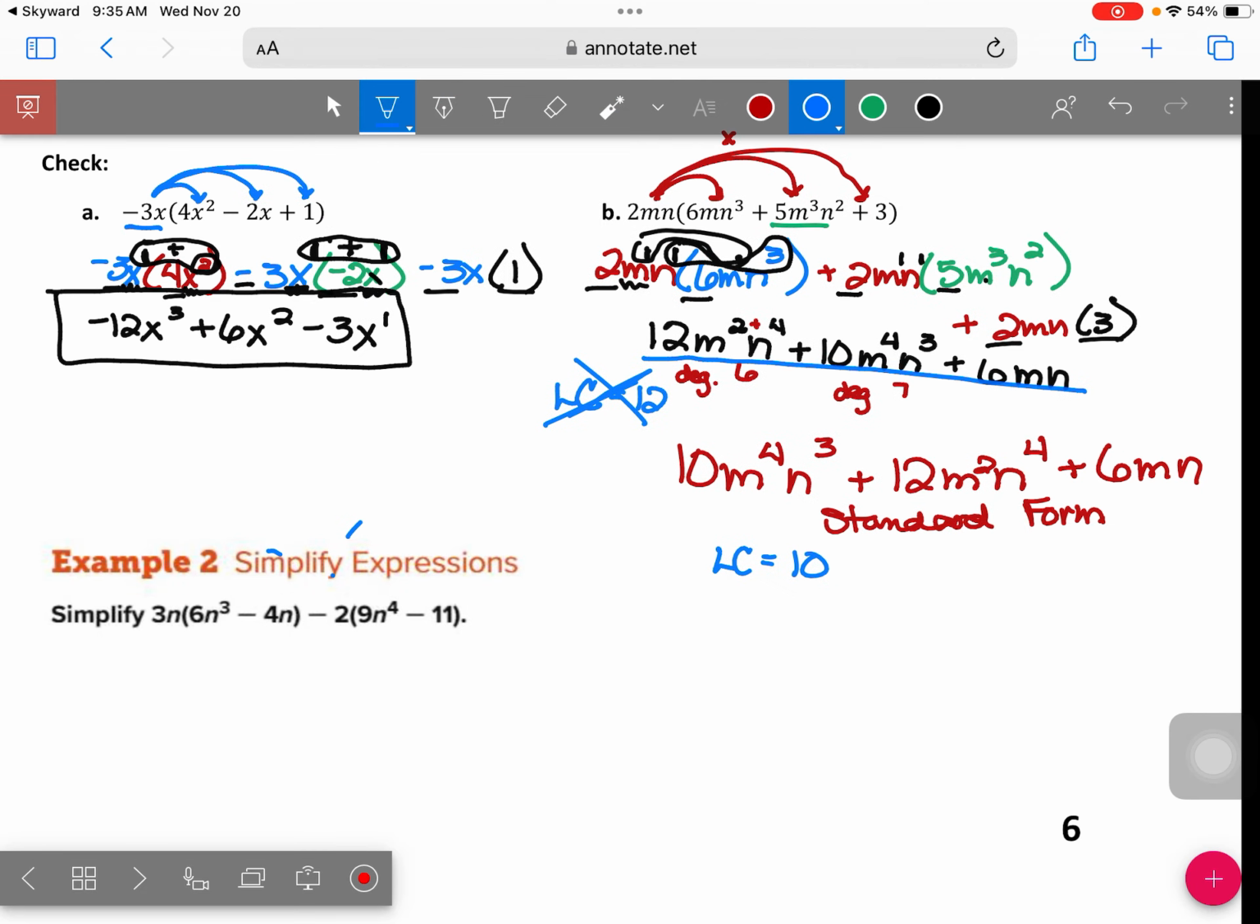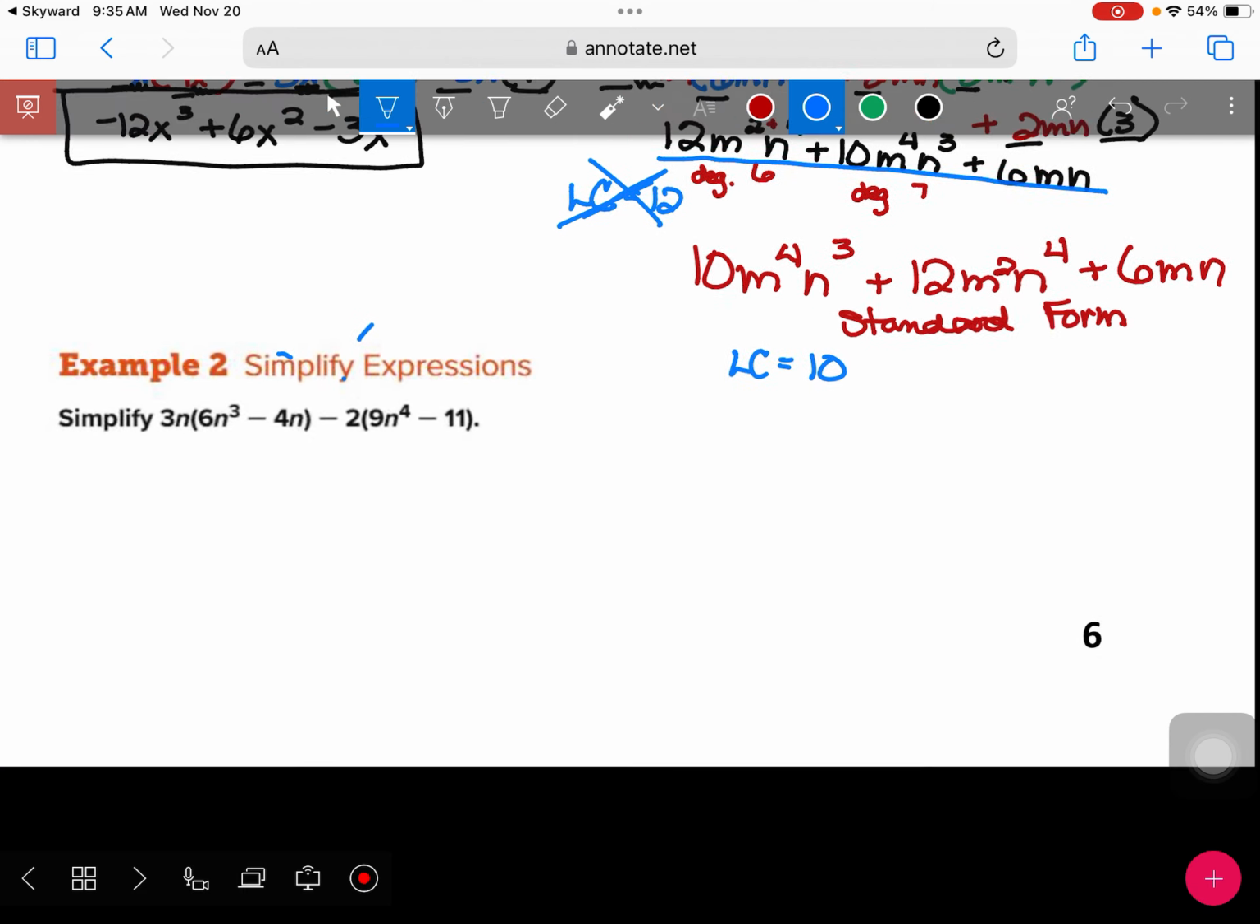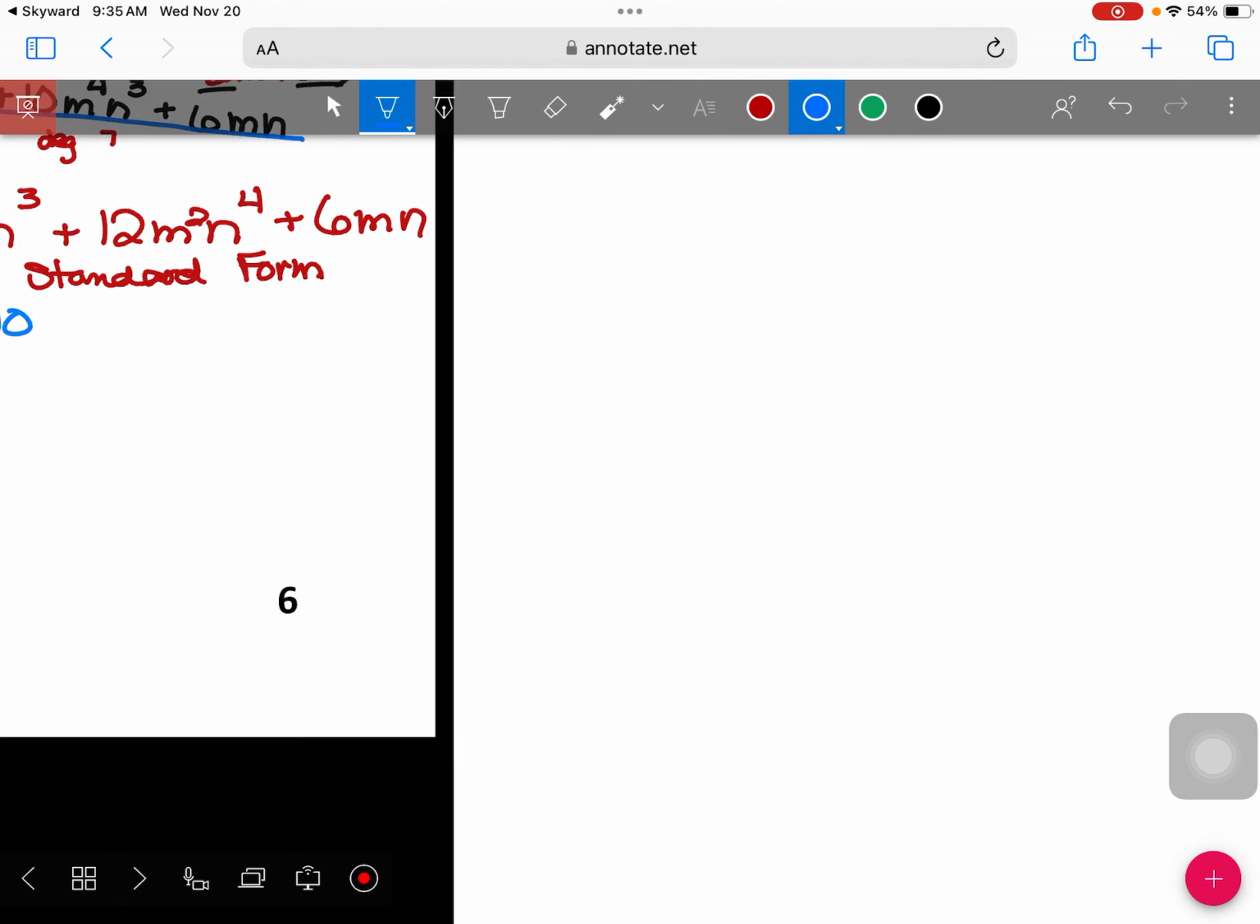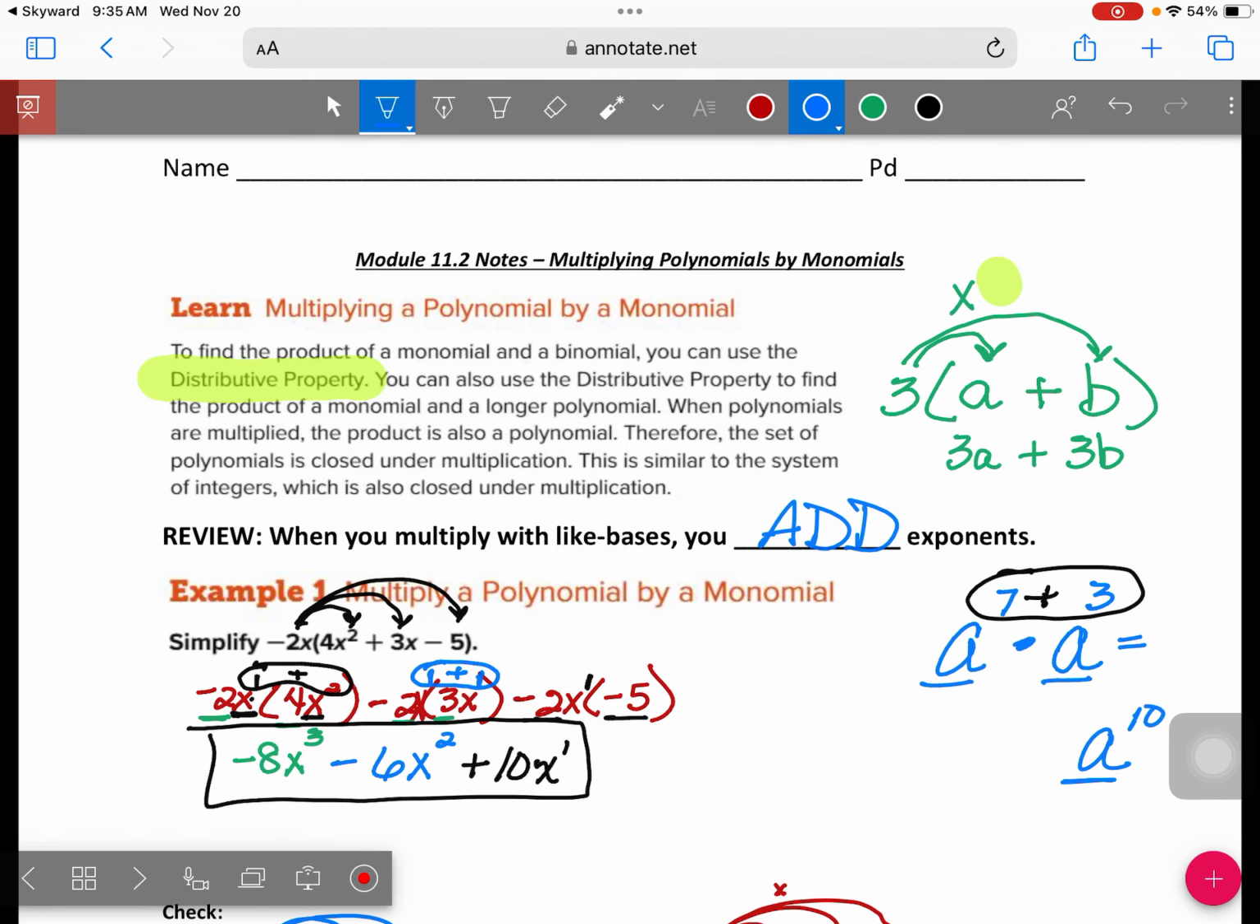Any questions on B, problem B there? All right, let's get to example 2 right here.